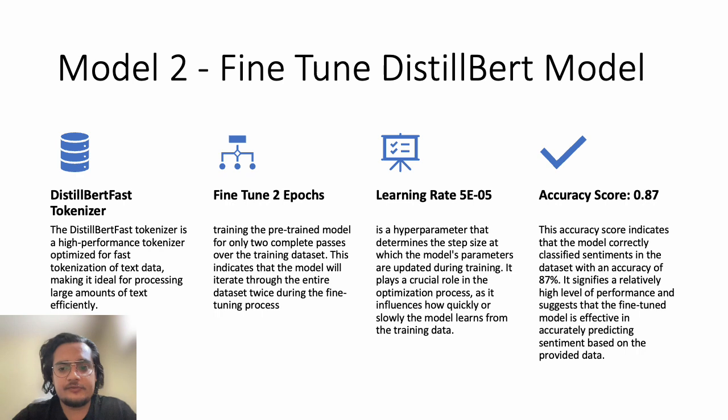Model 2, fine-tuning DistilBERT model. Now we moved on to a more advanced model. For this, we used DistilBERT, a compact, lighter, and faster version of BERT, the state-of-the-art model in the natural language processing domain. One significant advantage of using a pre-trained model like DistilBERT is its ability to leverage previous knowledge learned from extensive data, often improving model performance slightly.